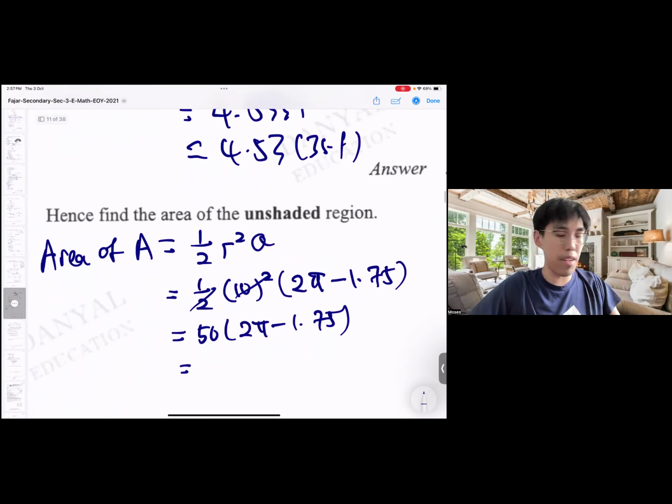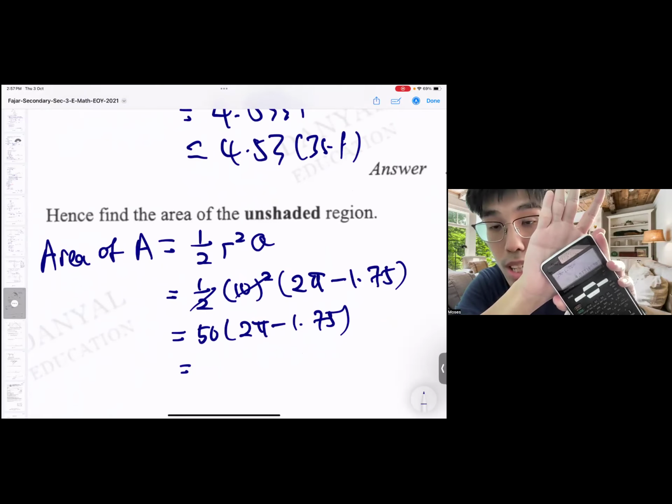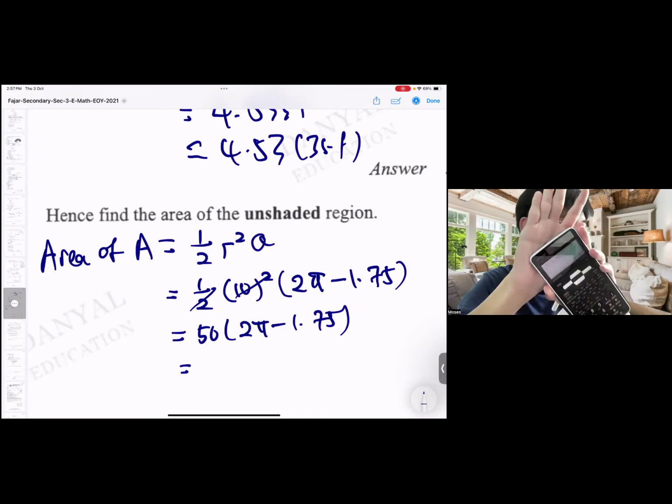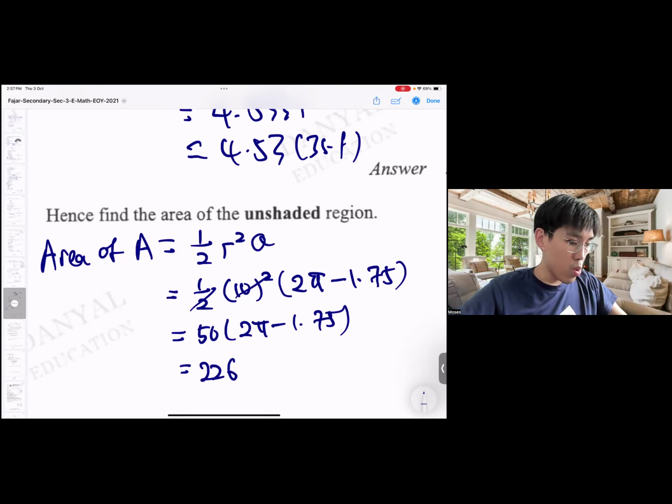minus 1.75. At the same time, you see, when I put the calculator away earlier, my calculator is still here. This is where you can use this value for your future calculations. So here I times 50, and I'll get 226.659.